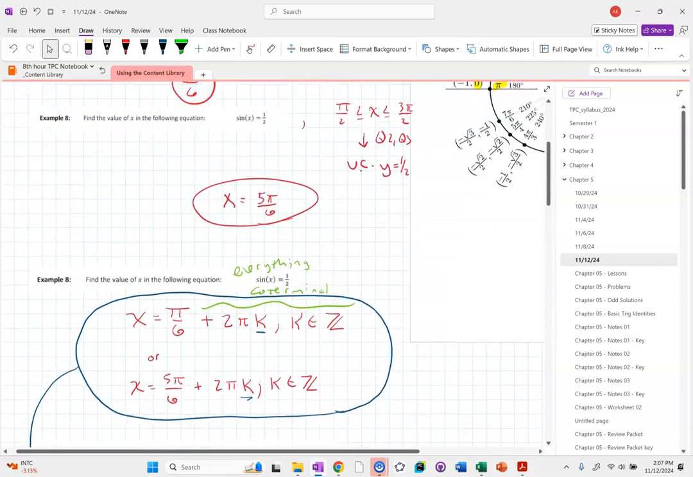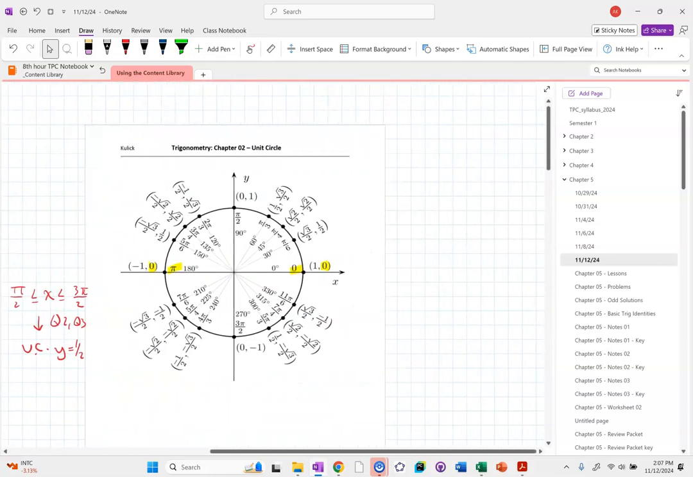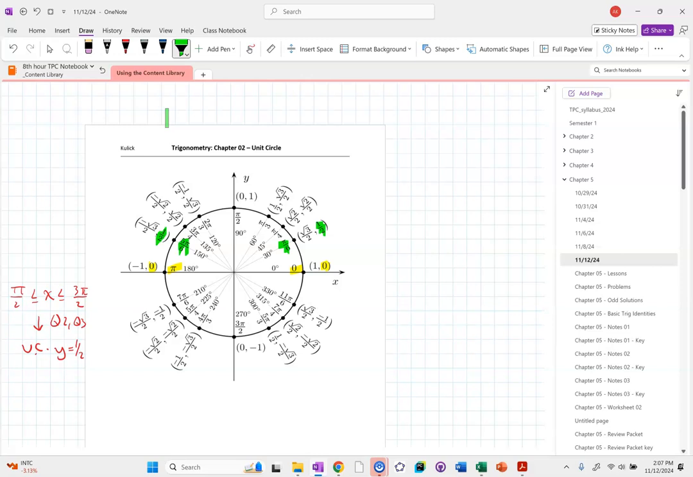So go back up to my unit circle. Look for where my y is 1/2. So that's one spot. There's another spot. Keep checking my y's. That's all the spots. So pi over 6 and 5 pi over 6.